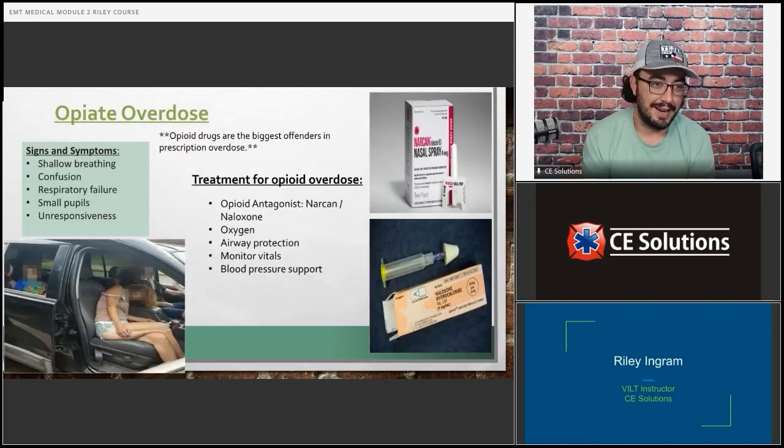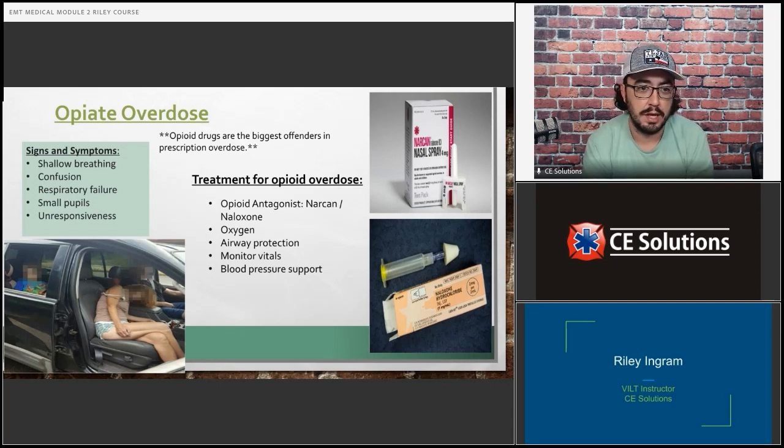Opiate overdose. Opioid drugs are the biggest offenders in prescription overdose. Some signs and symptoms: shallow breathing, confusion, respiratory failure, small pupils, and unresponsiveness.